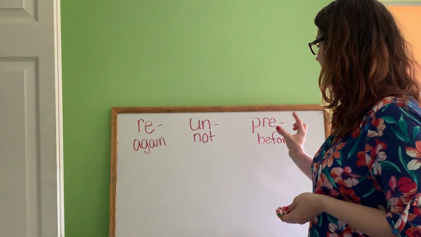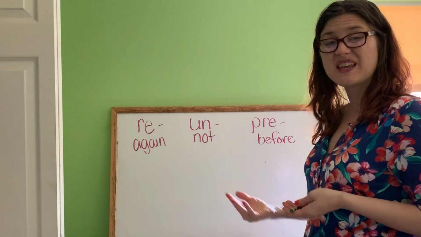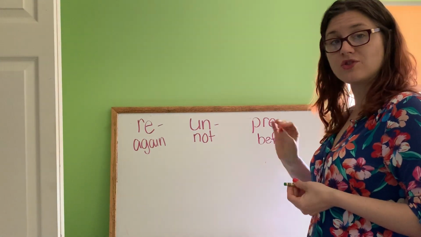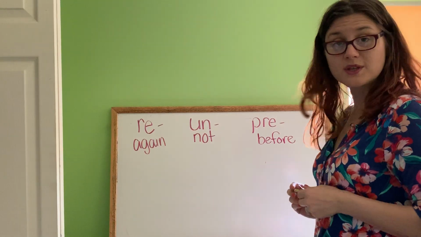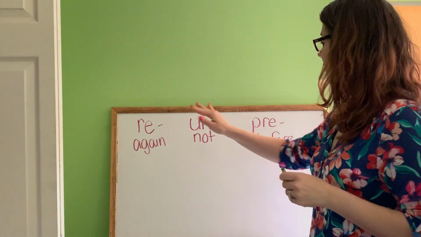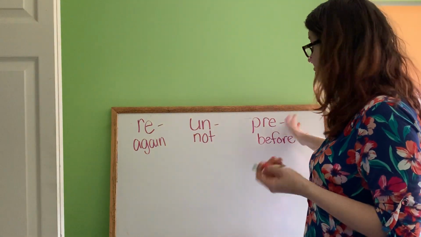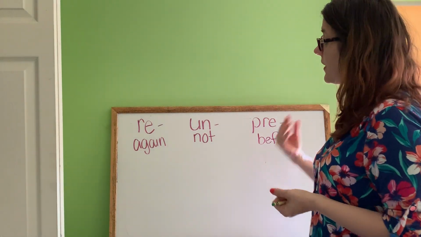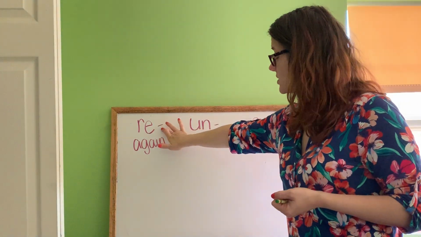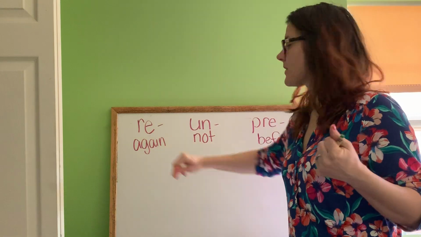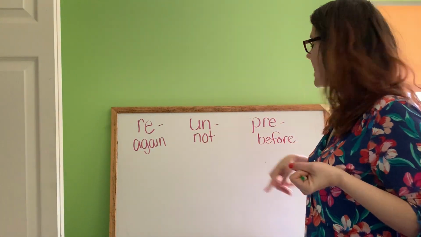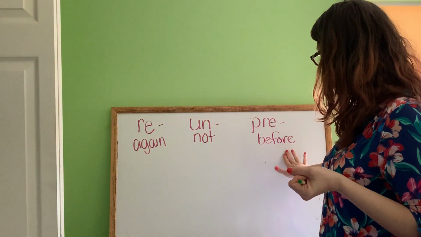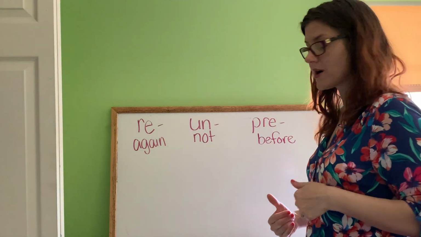Prefixes are things that we add to the beginning of a word to change the meaning of a word. The three prefixes that we are focusing on this week are re, un, and pre. When we add re to a word, it means again. When we add un to the beginning of a word, it means not. And when we add pre to the beginning of a word, it means before.